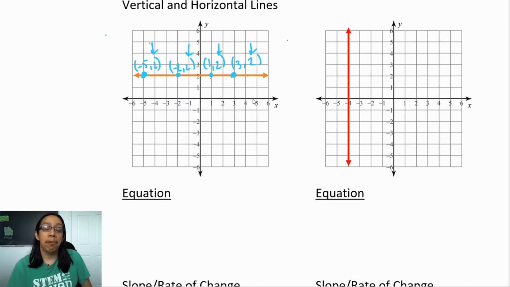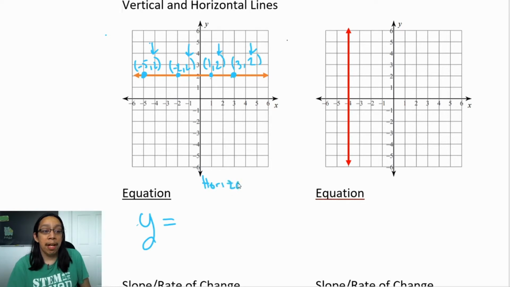Well, the cool thing about horizontal lines is that depending on what kind of y value they go through on the y-axis, the y value of every single coordinate point is going to be the same. So that actually gives you a hint about how to write this equation. Anytime you have a horizontal line, pay attention to what the y value is for every single point, or what y value it's crossing on the y-axis, because that is going to be the equation for a horizontal line.